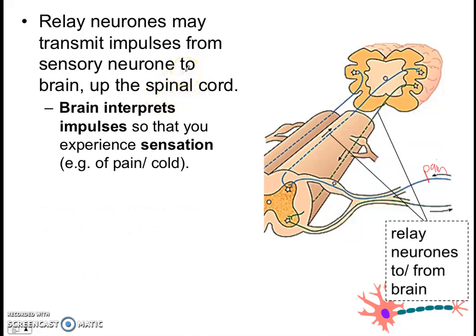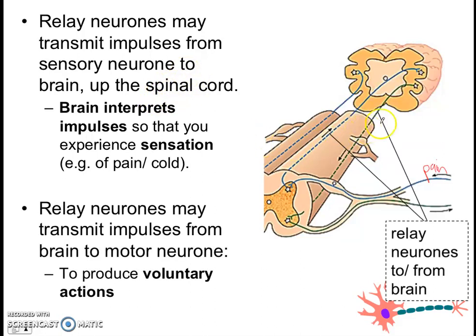And there are also relay neurons that transmit impulses from your brain. So here's this neuron in the brain transmitting impulse down to this motor neuron in your spinal cord. And then this motor neuron will then transmit impulses to muscles or something. So this is important for voluntary action, right? Because from your brain you make the decision, impulses down to your spinal cord, to the motor neuron, to your muscles to carry out the action.